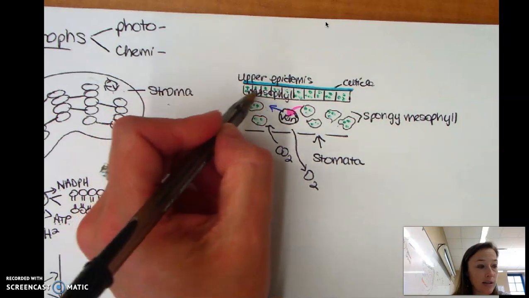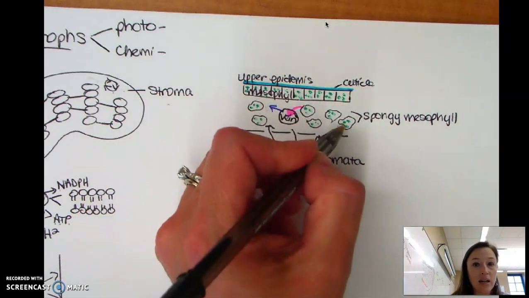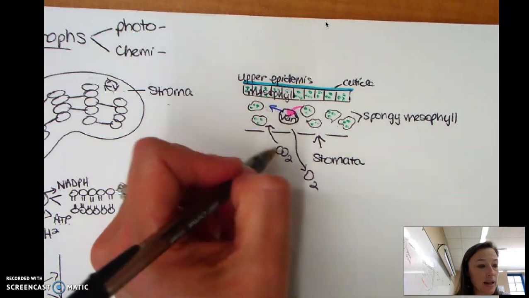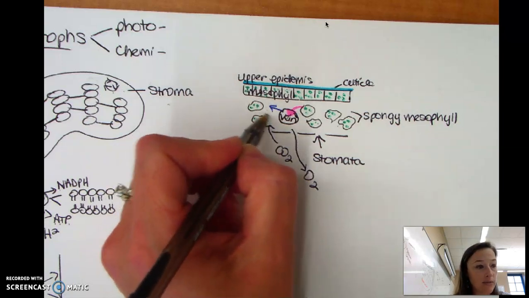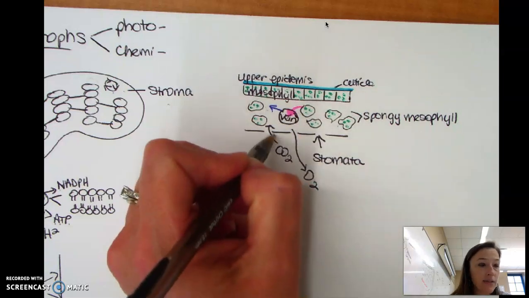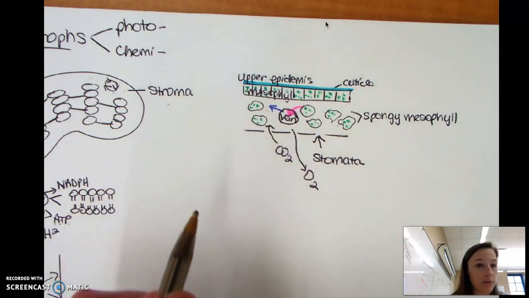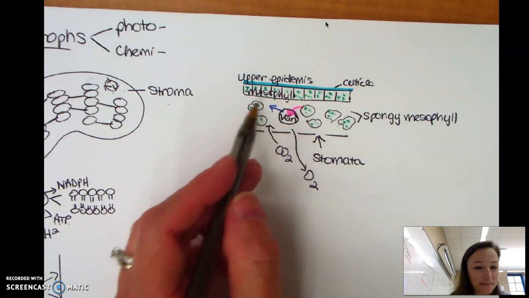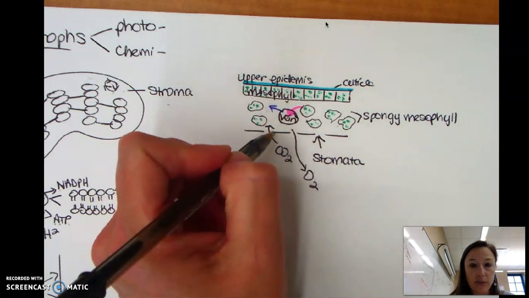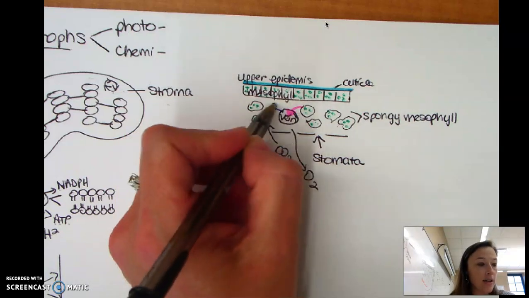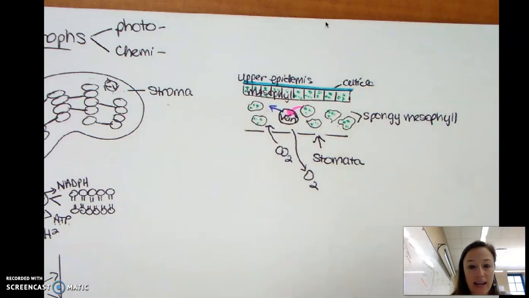If all of this was like this first row and it was just packed in layer after layer of cells, the CO2 wouldn't be able to get to the upper layers. So the fact that we have this spongy mesophyll with lots of air gives our CO2 a pathway to get to these top cells. Same thing with oxygen. All of these cells are producing oxygen with the light reactions, and so that oxygen is able to diffuse through and back out.